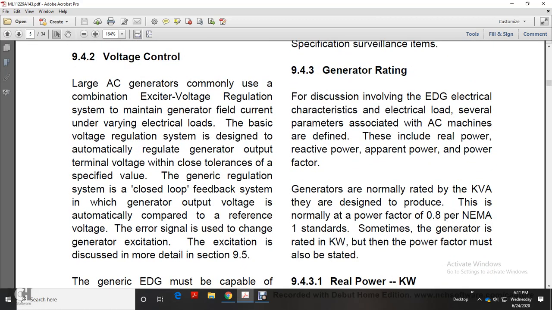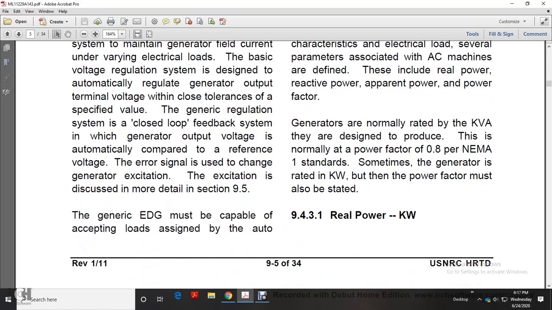9.4.3 Generator rating. The discussion included the emergency diesel generator electrical characteristics with electrical load. Several parameters are associated with the AC machine that define it; these include real power, reactive power, apparent power, and power factor. Generators are normally rated in kilovolt amperes. They are designed to produce that at a normal power factor of 0.8 per NEMA standards. Some generators are rated in kilowatts, but then the power factor must also be stated.